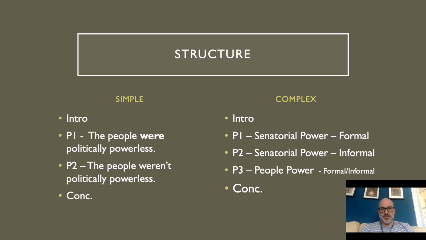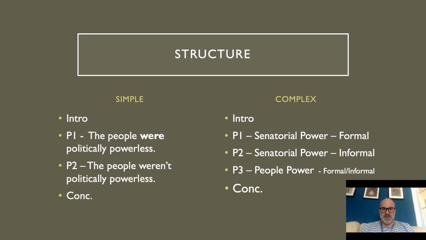A slightly more complex structure that you could consider. Paragraph 1 would be formal senatorial power, because there's quite a lot to think about there. Paragraph 2, informal senatorial power. And again, you've got to think about what it means by senator. And paragraph 3, people power, or the power outside of the Senate, and you'd be debating formal or informal within that. But again, it's up.